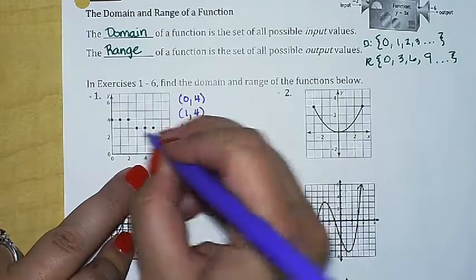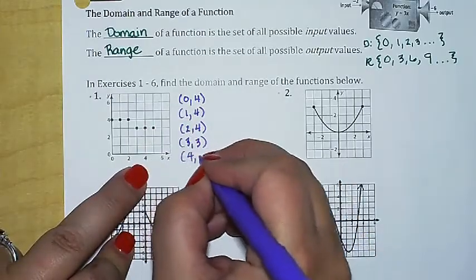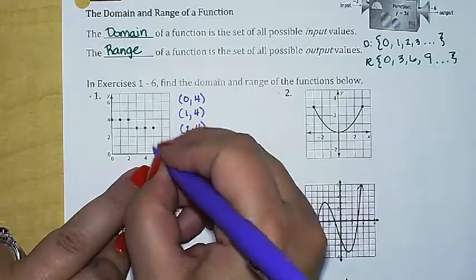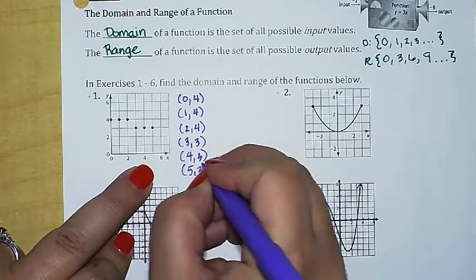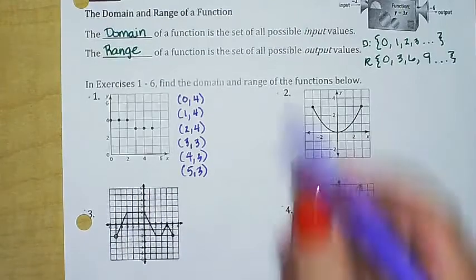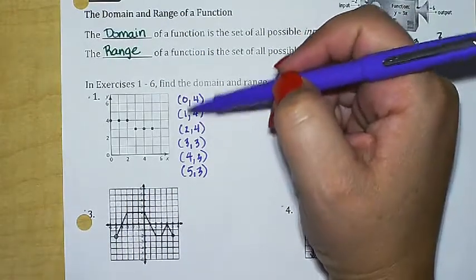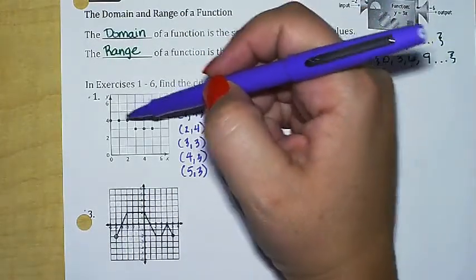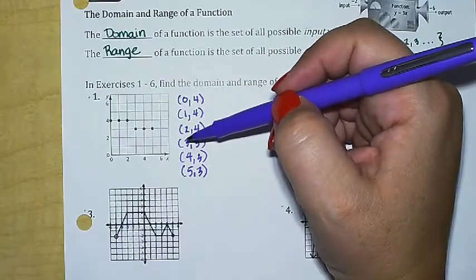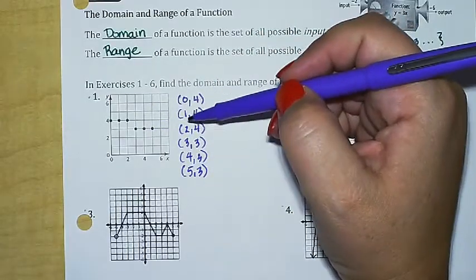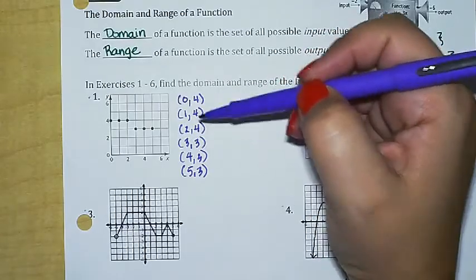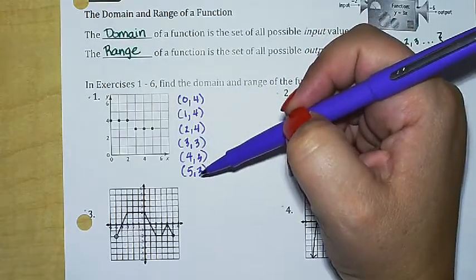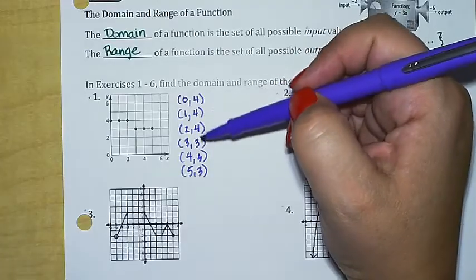Another at 4, 3. And the last one is at 5, 3. Okay, so a lot of times looking at the actual ordered pairs that they plotted makes it a lot easier to determine what is our domain, which is a set of X values that was used, inputs, and what is our range, which is a set of Y values, which are our output.